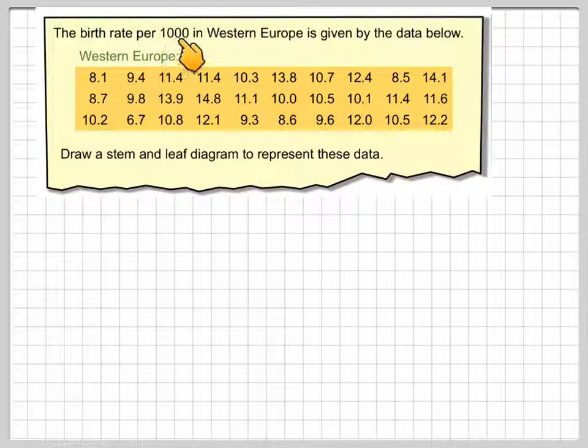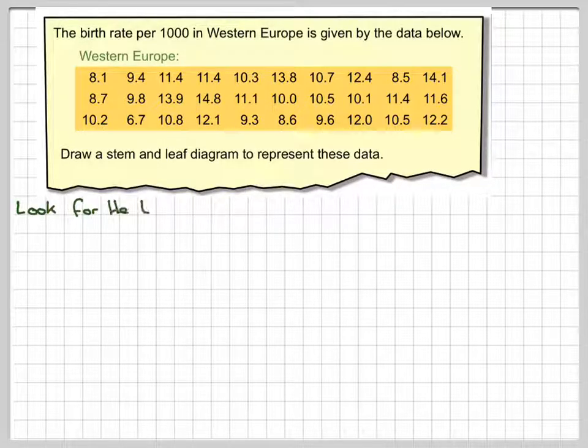The birth rate per 1,000 in Western Europe is given by the data below. So we've got Western Europe, and here is what's known as the raw data. I think these were sorted in alphabetical order, according to the country. So this is just raw data. It says draw a stem and leaf diagram to represent these data.